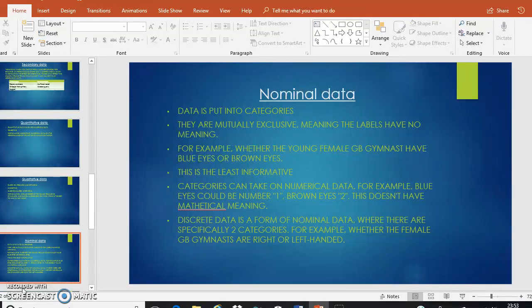So categories take on numerical data. So blue eyes could be labelled number 1 and brown eyes number 2. And this doesn't have any mathematical meaning. It's just simply labelling them a certain number. And discrete data is a form of nominal data also, where there are specifically just 2 categories. So for maybe whether female Great British gymnasts are right-handed or left-handed.